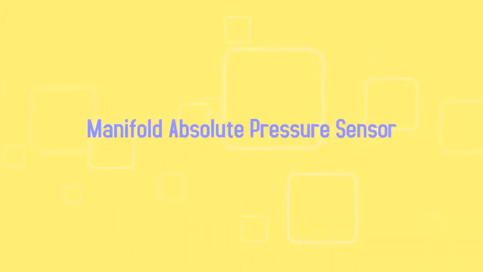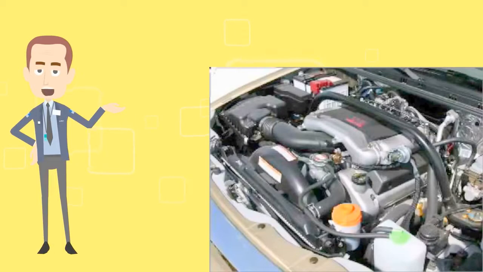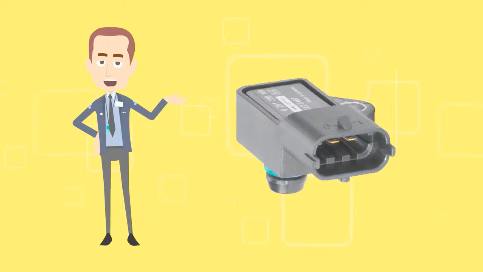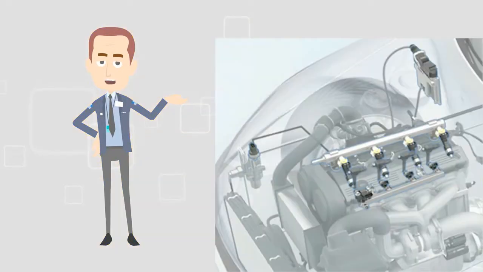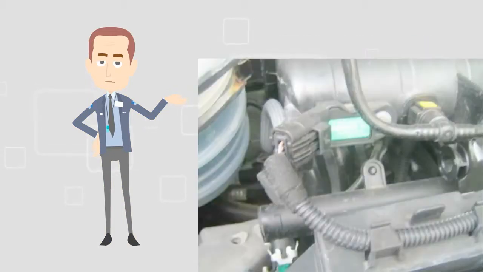Manifold absolute pressure sensor. This sensor is a key sensor because it senses the engine load. It measures air pressure, which tells the ECM the current altitude of the vehicle. With the help of this information, the ECM can adjust the ignition timing and fuel enhancement. It is bolted on the intake manifold or linked with a vacuum pipe from the intake manifold.